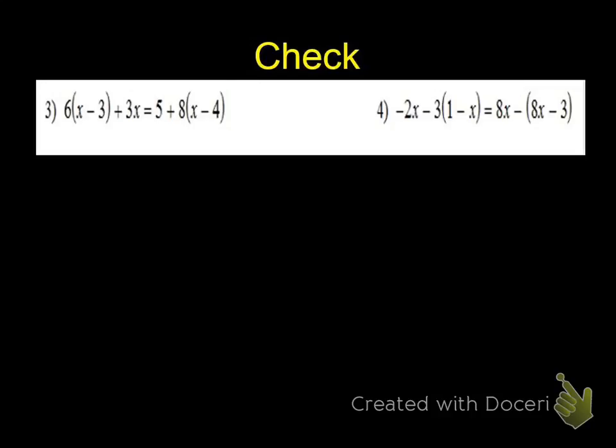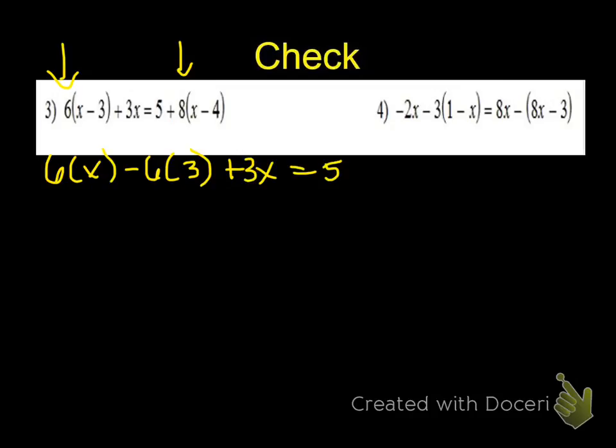Again, first step, we'll draw our line. I can see we're going to have distributive property here and here. So let's go ahead and give ourselves a little more space. I'm going to write those steps out first. So 6 times x minus 6 times 3 plus 3x equals 5 plus 8 times x minus 8 times 4.